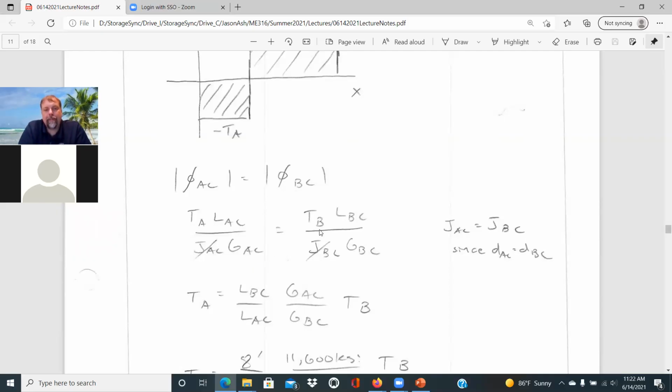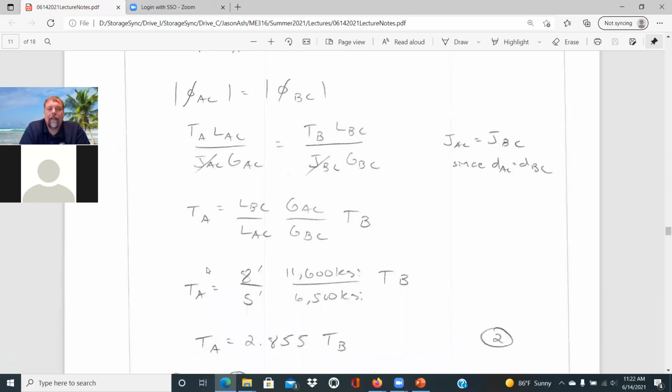And that's going to be equal to the torque at B, LBC over JBC divided by GBC. One benefit that we have for this particular problem, that may not always be the case, is that the diameter of each rod is the same. And so JAC is going to be equal to JBC. And if that's the case, you can just cancel them out and not have to worry about them in your analysis. But you can only do so if they are the same values.